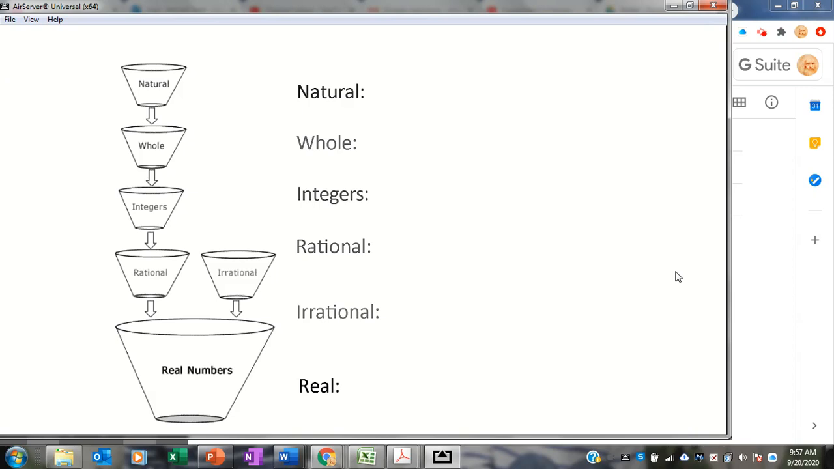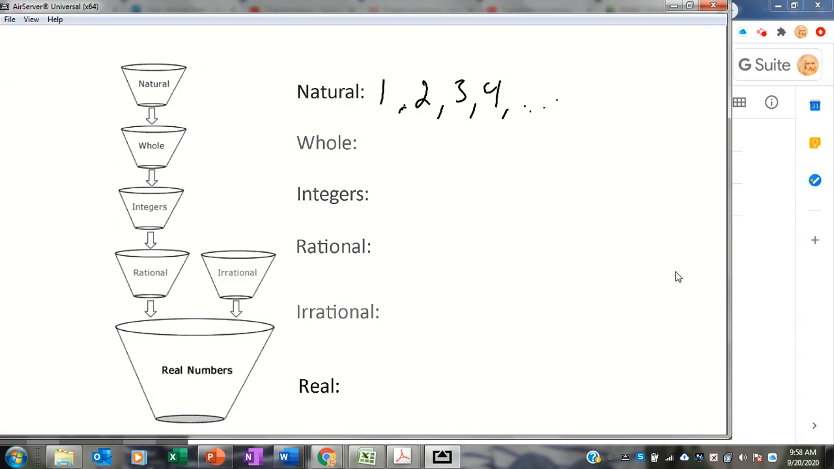So let's talk about what a natural number is. Natural numbers are numbers that you count with. They would start with 1 and 2 and 3 and 4. Those are considered natural numbers, and then it keeps going after that. Now, if it's a natural number, that also means that it's a whole number, integer, rational, and real after that. But the smallest group that it belongs to is natural.